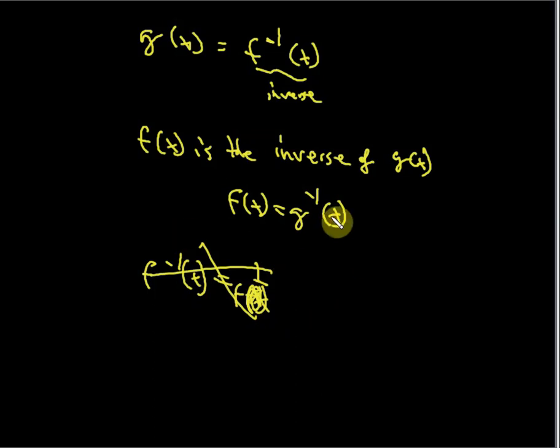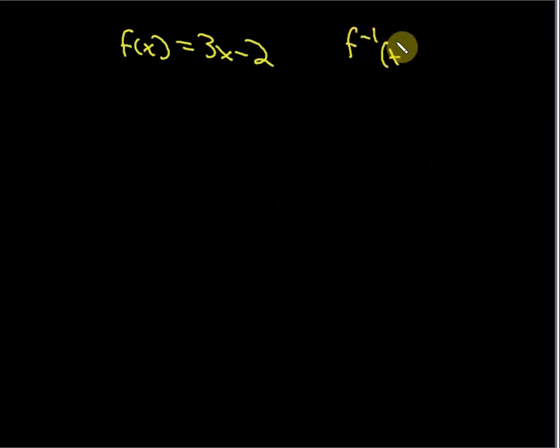So we'll do a simple problem with this. So we have an example. f of x is equal to 3x minus 2. And so we want to find what is f inverse of x. So the first step is to replace f of x with y. So we can say y is equal to 3x minus 2.